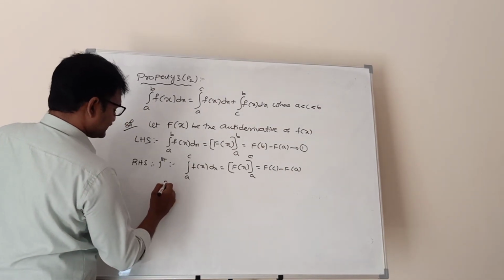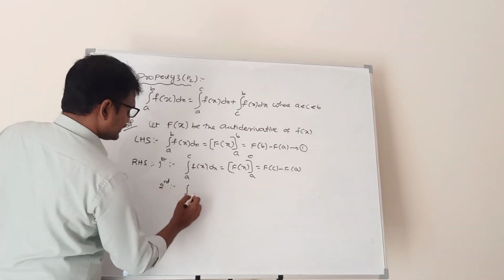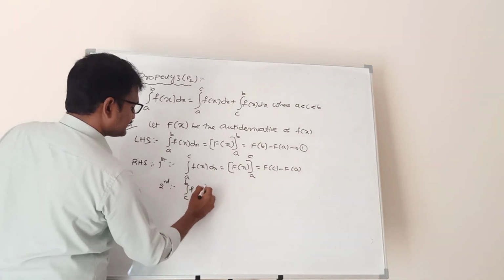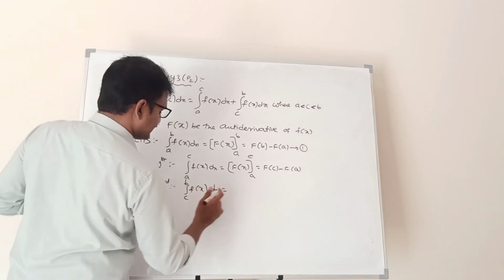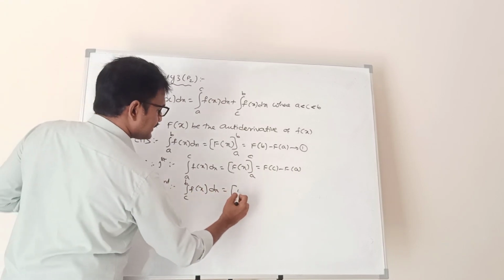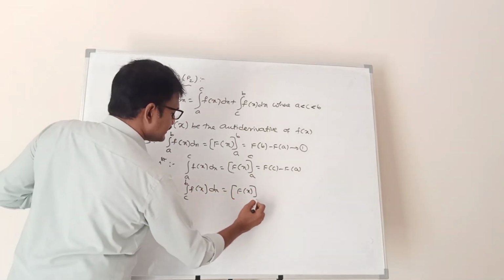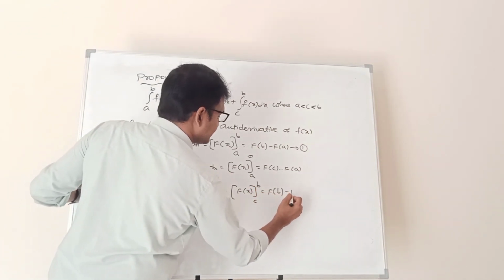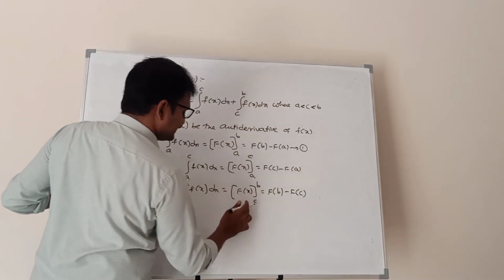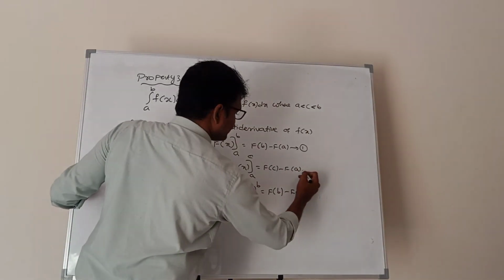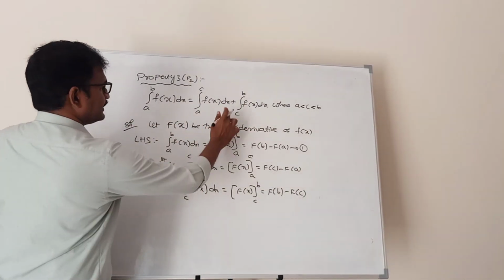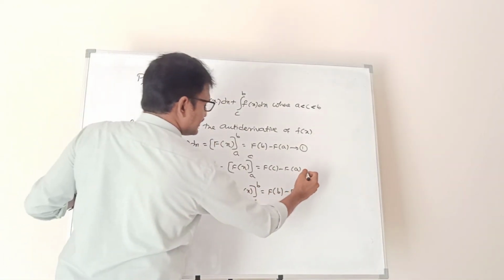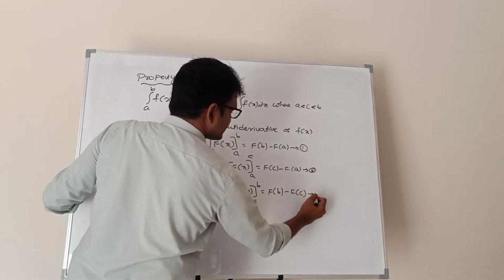Similarly, consider the RHS second integrand: integration of c to b f of x dx. The integral of small f of x is capital F of x, lower limit c, upper limit b, so it is F of b minus F of c. Between the first and second integrands a plus sign is there, so let us assume this as 2 and this as 3.